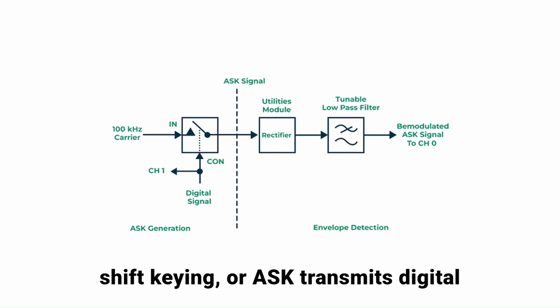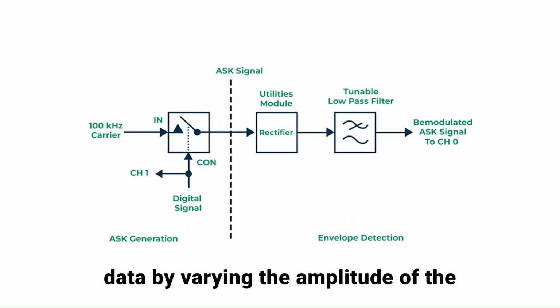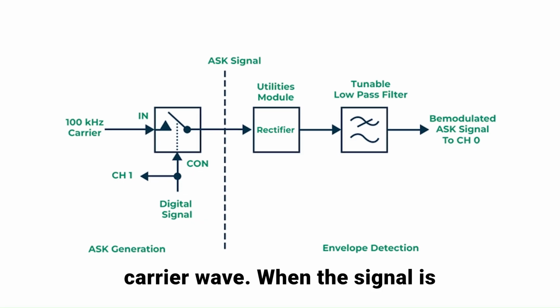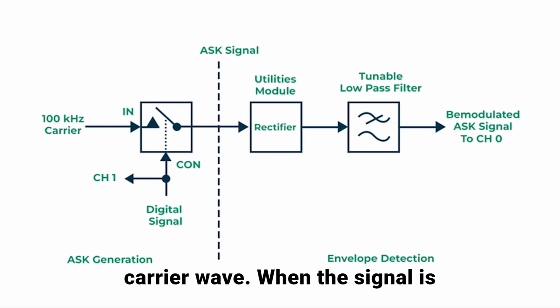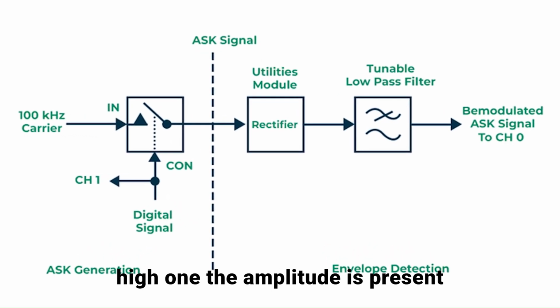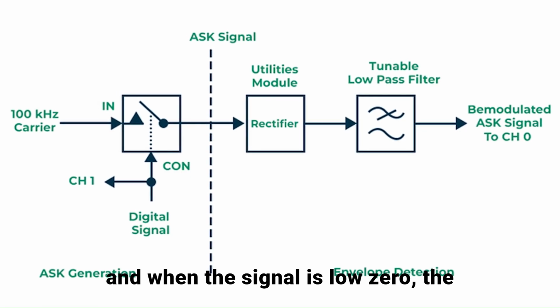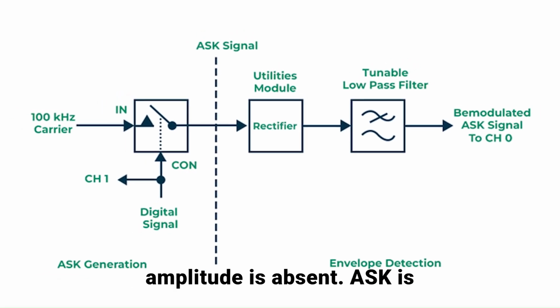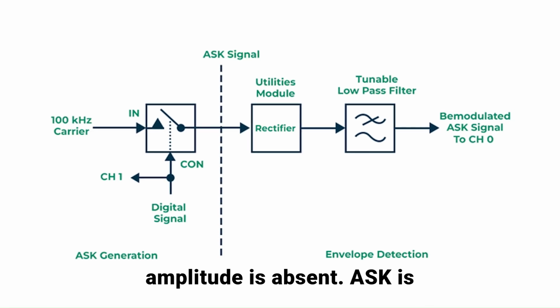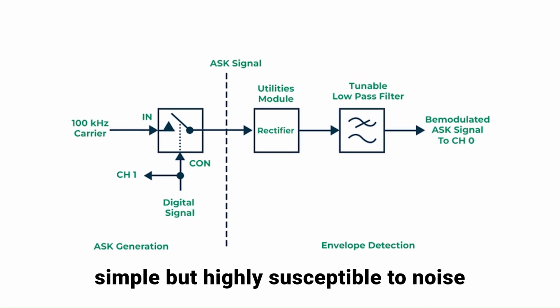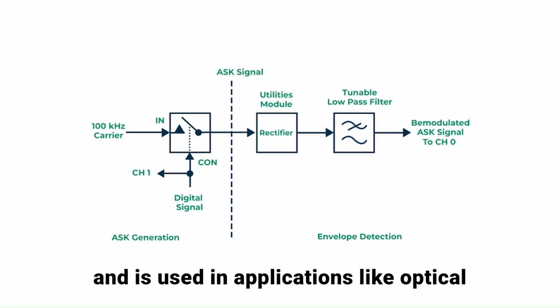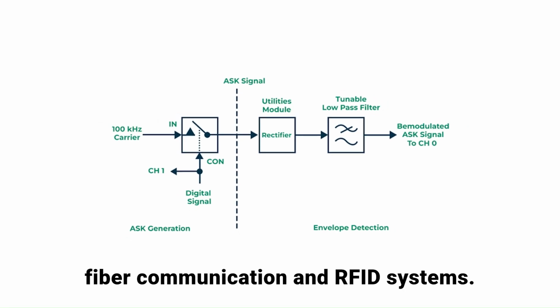Amplitude shift keying, or ASK, transmits digital data by varying the amplitude of the carrier wave. When the signal is high, 1, the amplitude is present, and when the signal is low, 0, the amplitude is absent. ASK is simple but highly susceptible to noise and is used in applications like optical fiber communication and RFID systems.